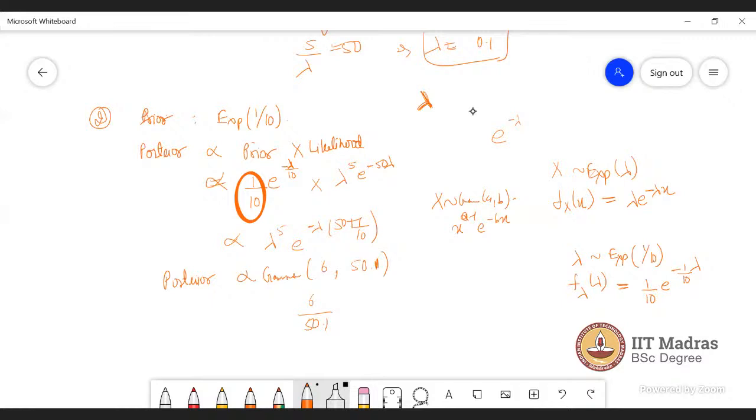Okay, look at this. Now what I'm saying is, if you have some random variable that follows the gamma distribution with the parameter a comma b, then the distribution function is given as x to the power a minus 1, e to the power minus bx. Notice x to the power a minus 1, e to the power minus bx. You look at lambda to the power 5.